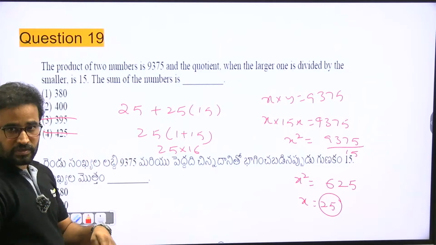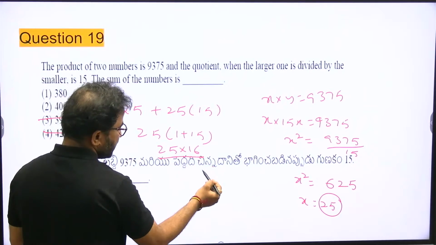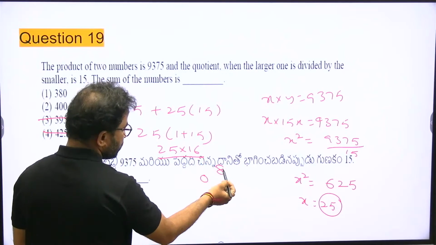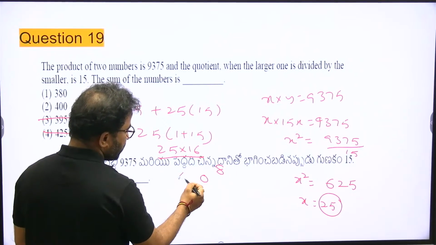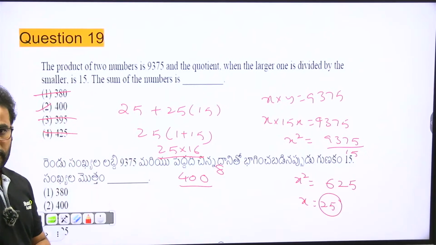25 into 8 times 2 is nothing but 400. Look at this one, 16 into 5 is equal to 80, 16 into 2 is equal to 32, so how much are we getting? 400. Directly, the answer is equal to 400, which is the right answer.